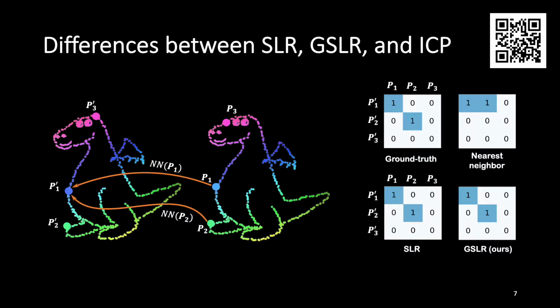Moreover, if we keep finding correspondences for P3, both the vanilla permutational constraints and the nearest neighbor-based searching strategy would match it to P3-, which is a wrong result since it is in fact an outlier. On the other hand, our generalized shuffled linear regression won't suffer from such a problem.